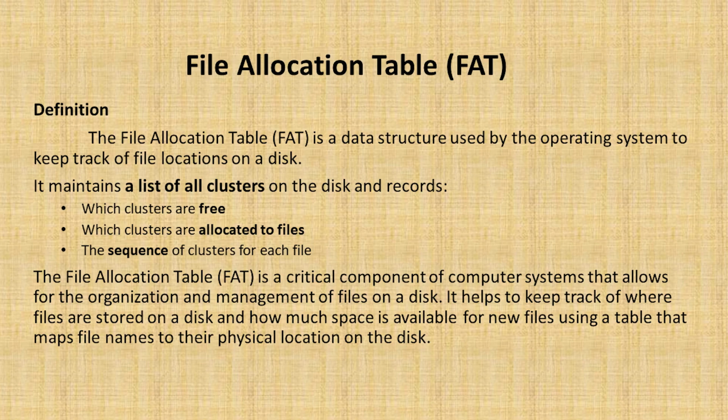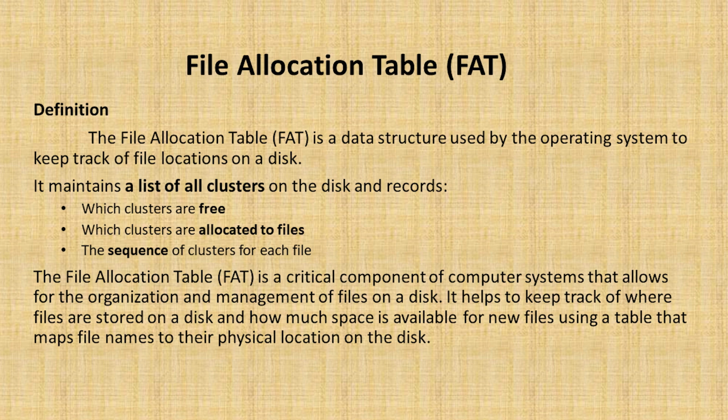The definition of File Allocation Table is, it is a data structure used by the operating system to keep track of file location on a disk. It maintains a list of all clusters on the disk and records which clusters are free, which clusters are allocated to the file, and the sequence of clusters for each file.